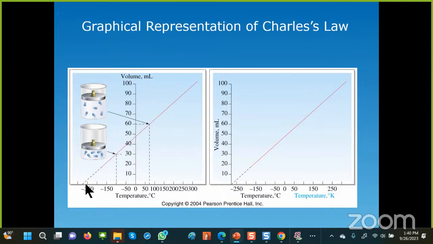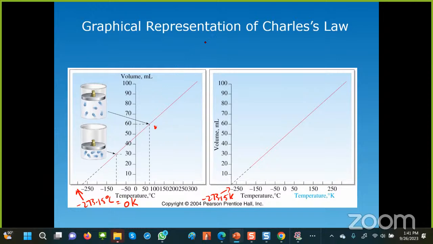and see where it cuts. And what they found was that the line cuts at a temperature in Celsius equal to minus 273.15 degrees Celsius, right? So basically that is said to be equal to 0 Kelvin, all right? So that's this point right here, same thing. This would be minus 273.15 degrees Celsius.